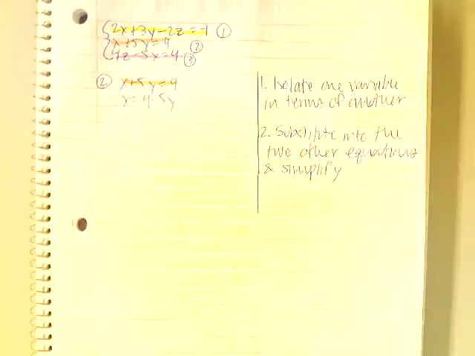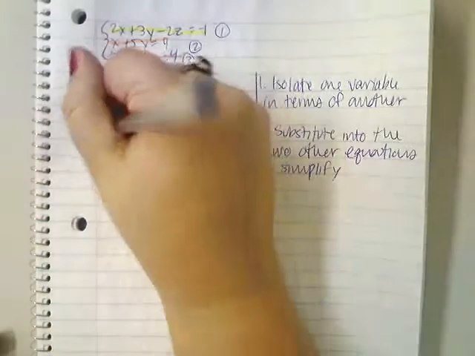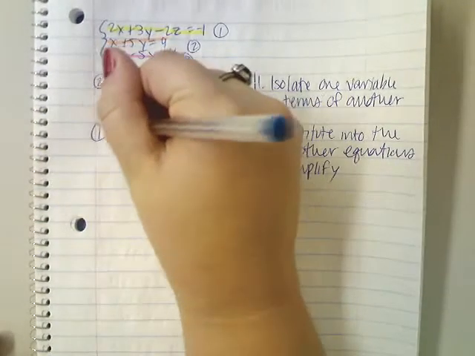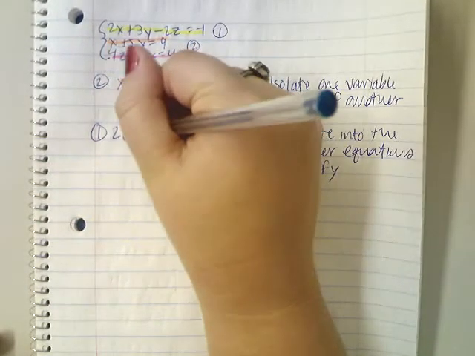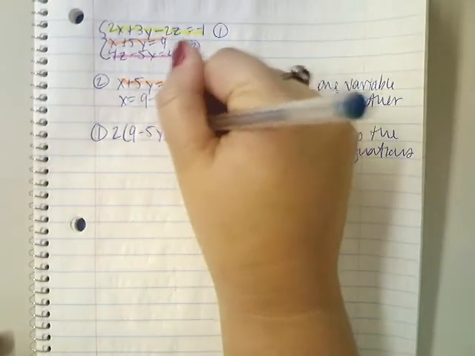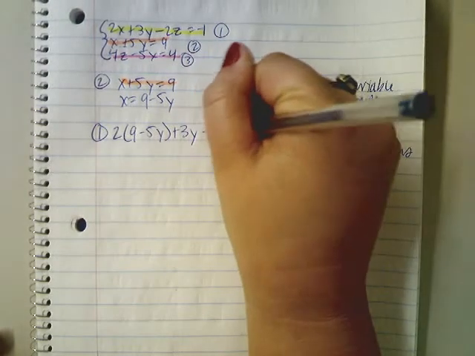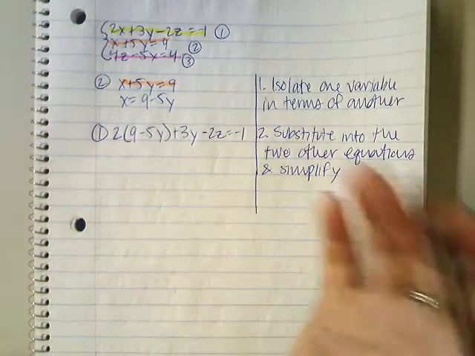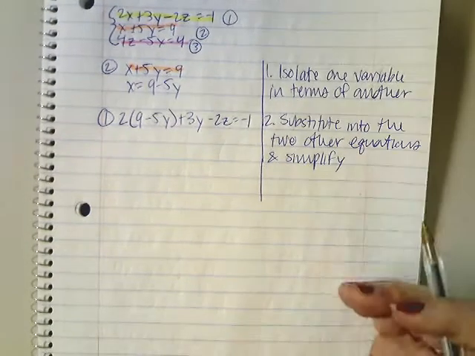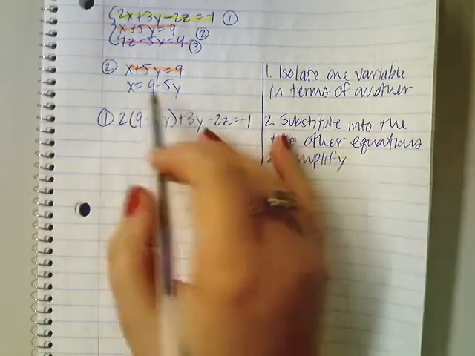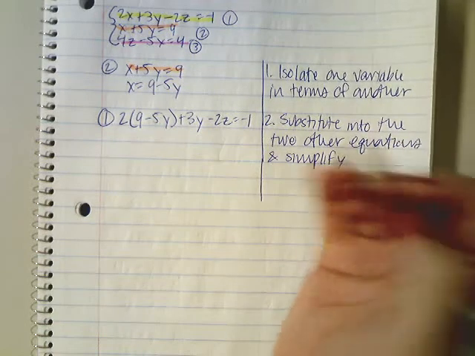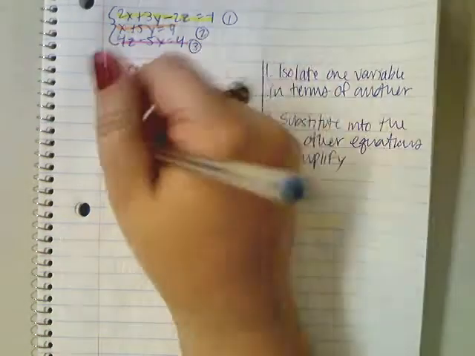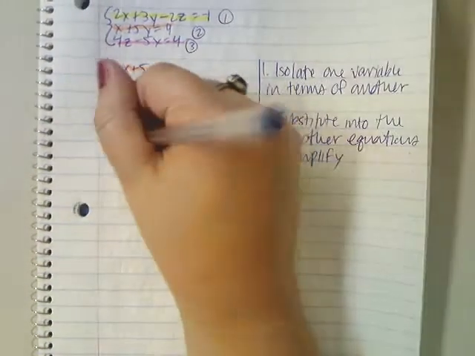So I'm going to plug in this equation first to equation 1. So I'm going to have 2 times 9 minus 5y plus 3y minus 2z equals -1. So if this were a z, it'd be fine because it still would simplify to an equation in 2 variables. So it's okay if there's 2 variables when you isolate your variable that you're solving for. The goal is just to get only 2 variables in your next equation.